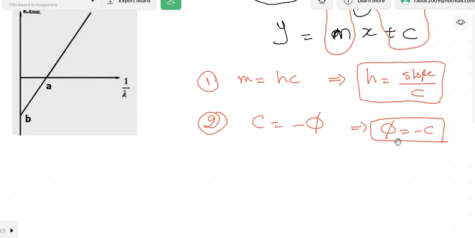So here, what I mean by b, sorry, by mistake, b here in the figure is c here, right? You understand me? So this b in the figure, the y-intercept in the figure, it is c here, right? So you can write here b equal minus work function.